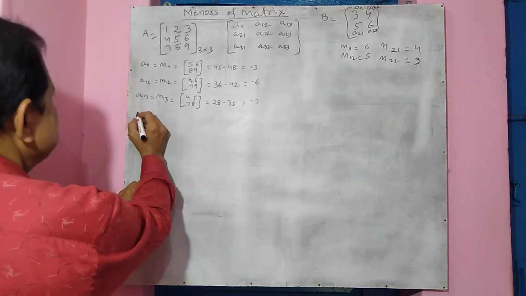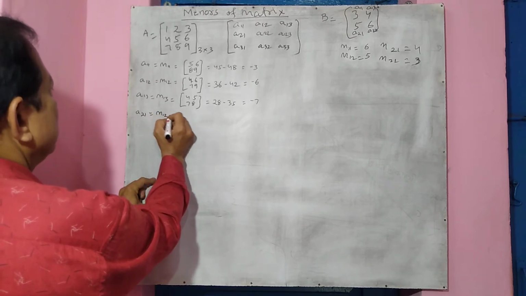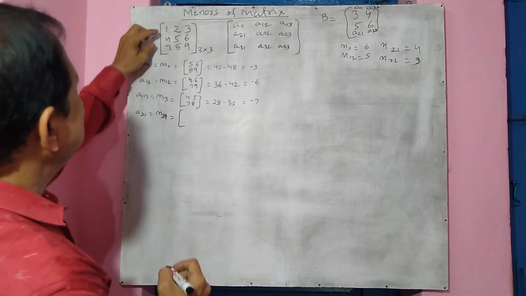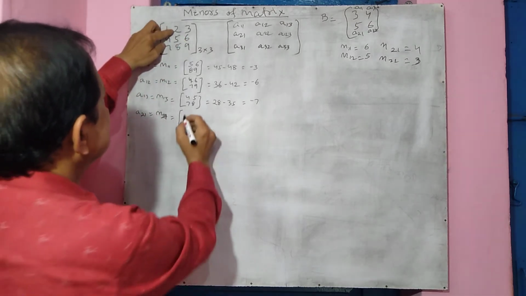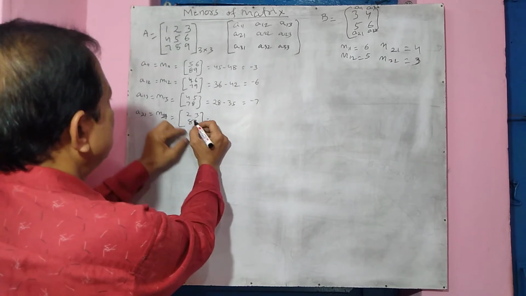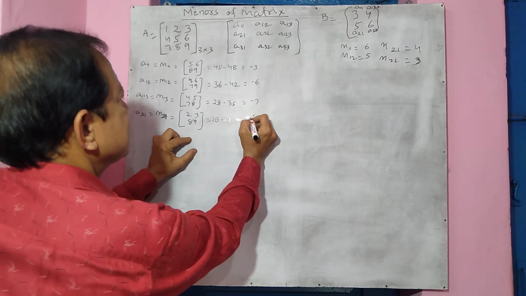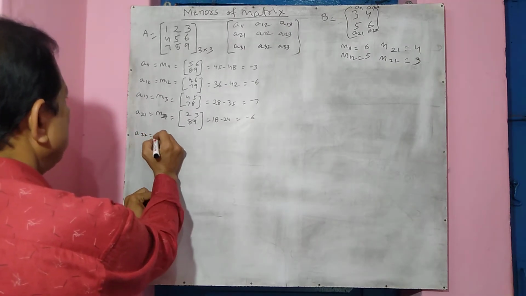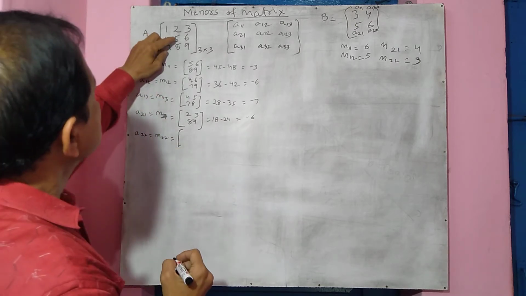Similarly you can find out A21, that is M21. Leave this column and this row, what remains is 2 3 8 9. That is 2 into 9, 18, minus 8 into 3, 24, is equal to minus 6. Now A22, that is M22, is equal to how much is this?